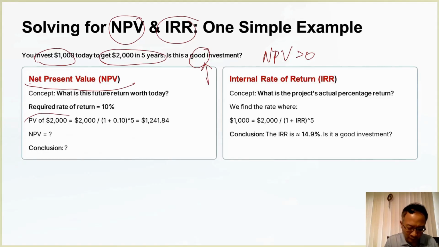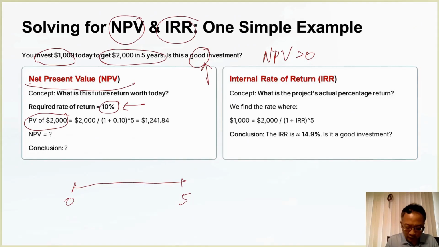Let's calculate the PV of 2,000. Suppose your required rate of return is 10%. How is this required rate determined? That's outside the scope of today's discussion. It's also called the discount rate. For now, we won't discuss how it's set. Let's just assume it for simplicity, and we'll use a very straightforward approach.